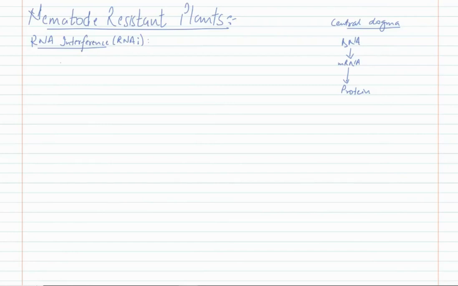In the previous video, we had discussed Bt cotton. In this video, we are going to discuss nematode resistant plants. But before we move on to nematode resistant plants, let us first understand what is RNA interference.